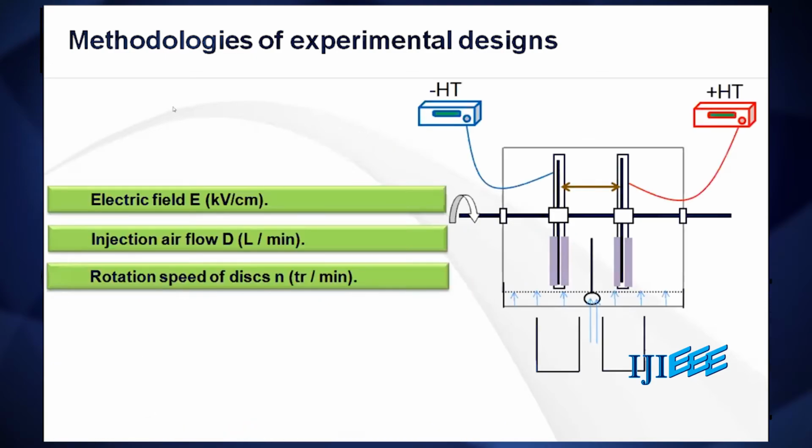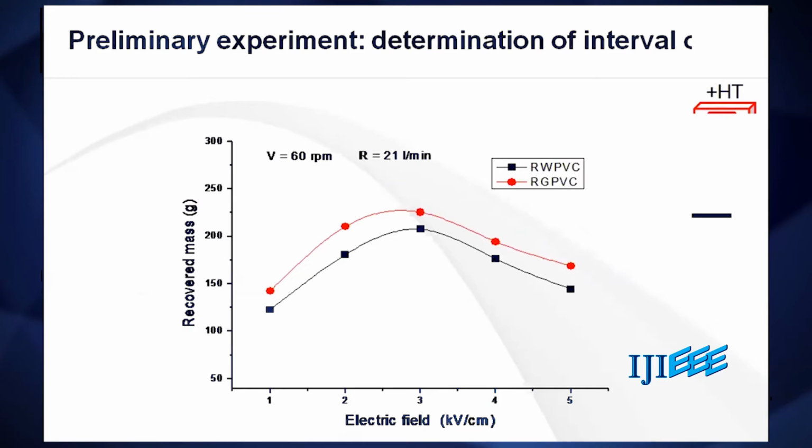So for our study, we opted to choose 3 factors which are most important for the separation process. These factors are mainly electric field, injection air flow, and rotation speed of the disks. This figure represents the mass collected as a function of electric field. From these preliminary results, for the choice of interval, we noticed that the recovery increases with the increase of electric field, and we have opted for a minimal electric field of 2 kilovolts per centimeter and a maximal electric field of 4 kilovolts per centimeter for the limits of the interval of variation of electric field.